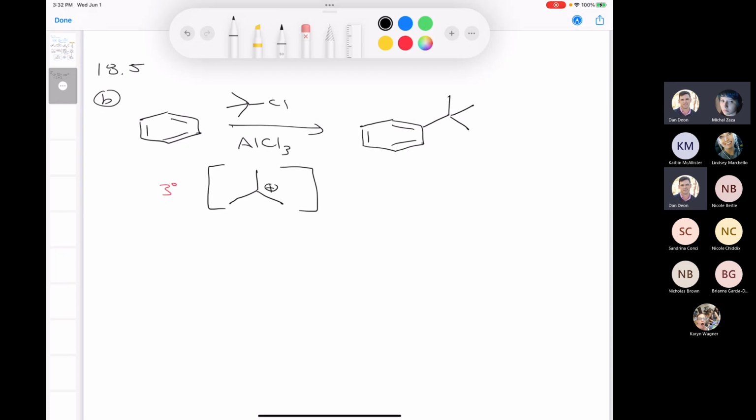Well, let's try one that's maybe a little more challenging. This is 18.5C. Now we're taking benzene, and we went to Walmart to the alkyl halide section, and we bought some of this alkyl halide. It was cheap. They were practically giving it away. Take this alkyl halide, please. Now, what would be the intermediate that you could form here?